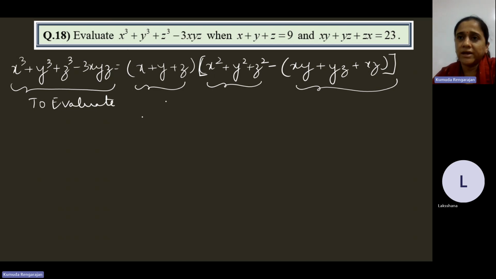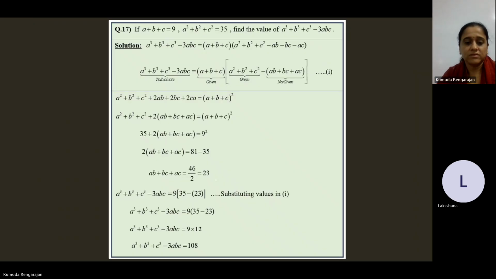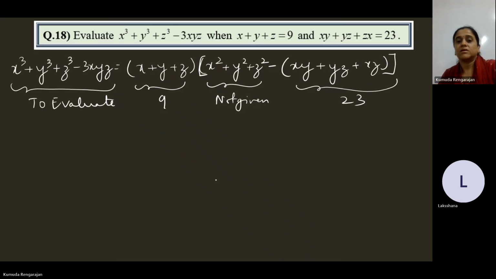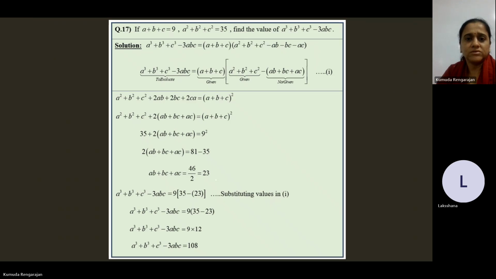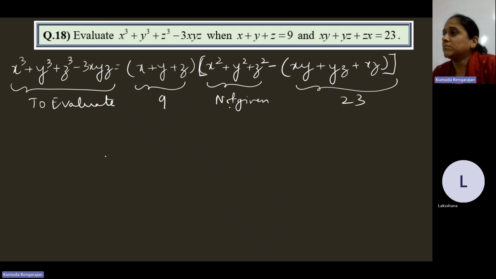And what's the value of this one? 9. This is given 9. This one is not given. And this one, it's given 23. Correct. Same values. Okay, so this is not given, right? So how will you find the value of this expression?